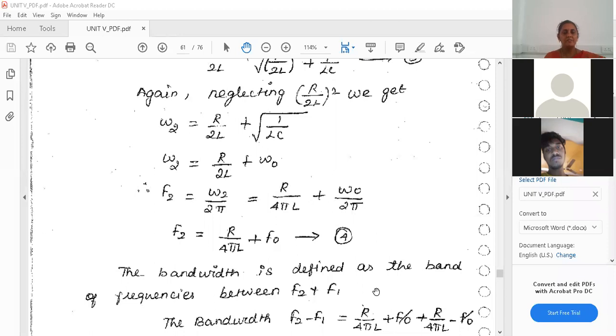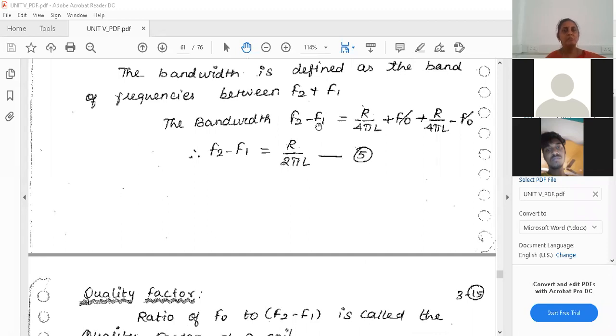Okay. Now the bandwidth. We have found out the values for F1 and F2. Next, we will calculate the bandwidth value. What is bandwidth? Bandwidth is defined as the difference between the upper frequency limit and the lower frequency limit. So we call it F2 minus F1.